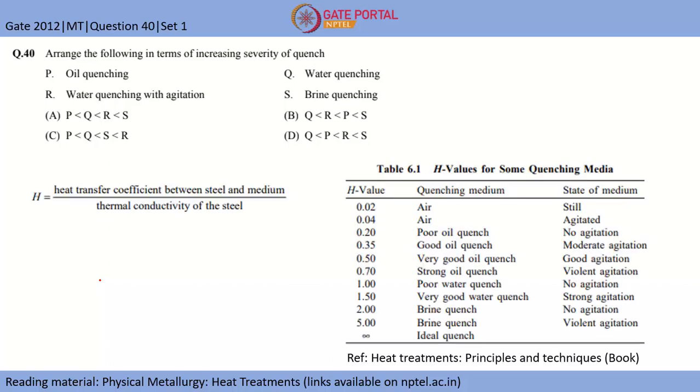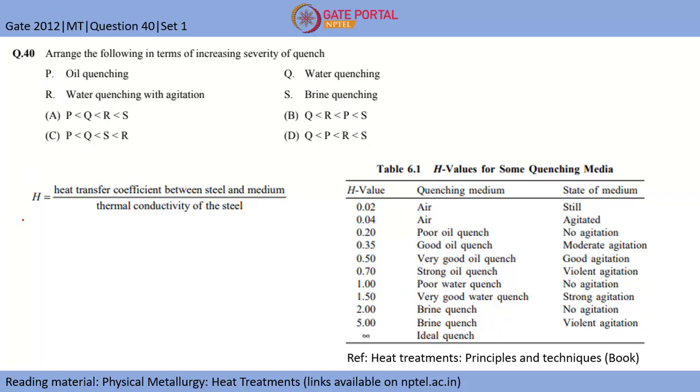So let me first introduce this. Severity of quench is directly proportional to the heat extraction rate from the material. The heat extraction rate depends on the heat transfer coefficient between the steel and the medium in which the steel is kept, and also on the thermal conductivity of steel. For all these four cases, let's assume that the thermal conductivity of steel remains constant. So it basically depends on the heat transfer coefficient between steel and medium. The higher the heat transfer coefficient between the steel and medium, the more severe the quench. Now let us look at all the four options.